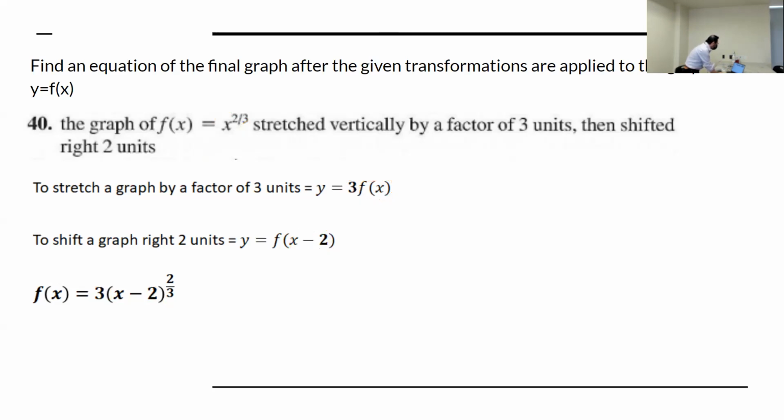Okay. And it's not asking us to graph it. It's just finding the new expression after we've done the adjustments or the shifts. Okay, good job. Thank you, guys, and thank you, Jesus.